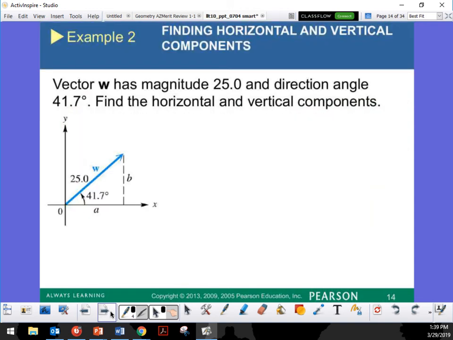So u, in this case, would be what? My magnitude is 25 times cosine of my angle, which is 41.7, comma, and my other one is going to be 25 sine of 41.7.